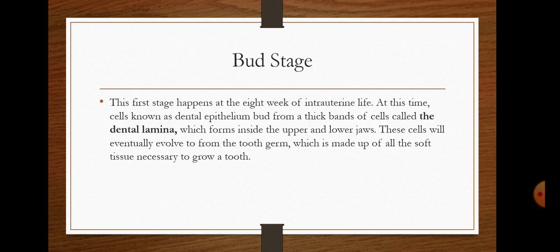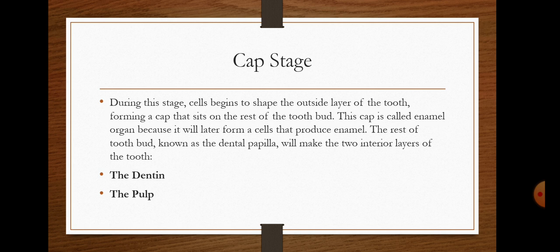Bud stage. This first stage happens at the 8th week of intrauterine life. At this time, cells known as dental epithelium bud from a thick band of cells called the dental lamina, which forms inside the upper and lower jaws. These cells will eventually evolve to form a tooth germ, which is made up of all the soft tissue necessary to grow a tooth.